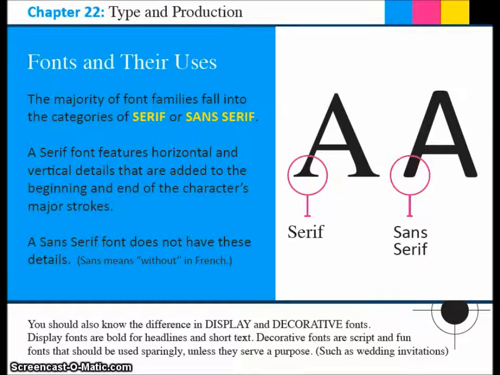You should probably also know the difference between display and decorative fonts, just as a note. Display fonts are bold fonts that are used for headlines and short text, and decorative fonts are script and fun fonts that should be used sparingly in a lot of publications unless they serve a purpose, such as a wedding invitation would use a script font. An example of a display font would be a very bold Arial Black font that would be used in a headline to grab your attention, but you certainly wouldn't use that in body text.